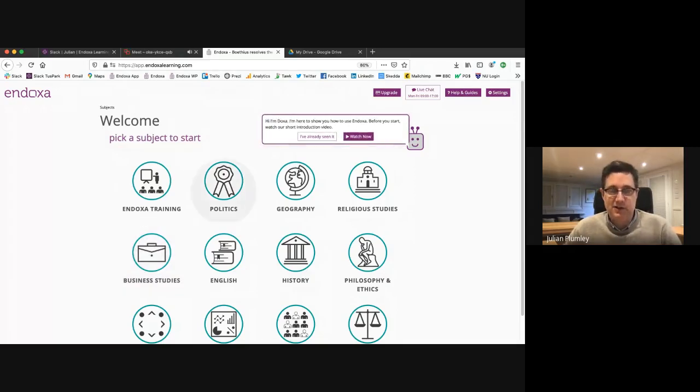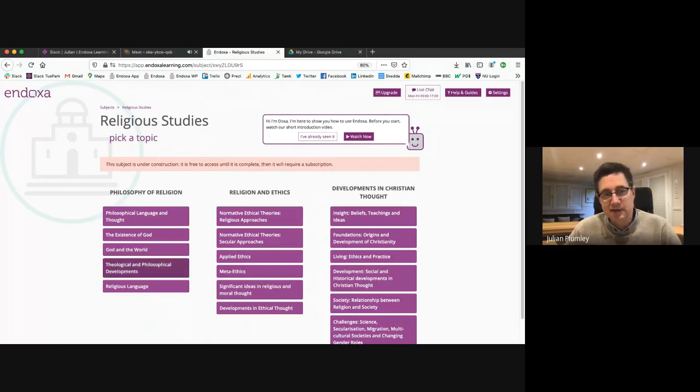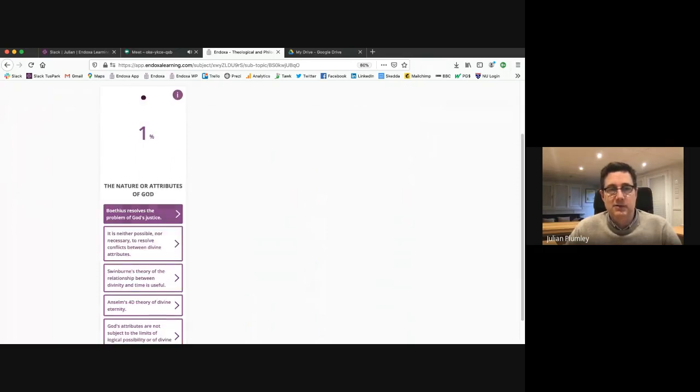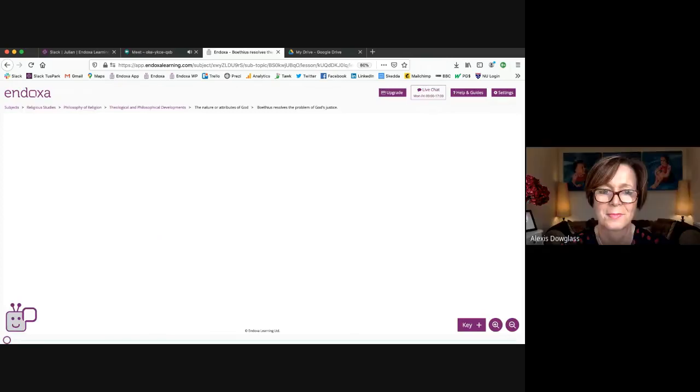So I'm going to start obviously on the front page. This one, we could put it in philosophy or we could put it in religious studies. It would fit in both. It's currently in religious studies, theological and philosophical developments. And here it is. Boethius resolves the problem of God's justice. Which is quite a big problem to resolve.